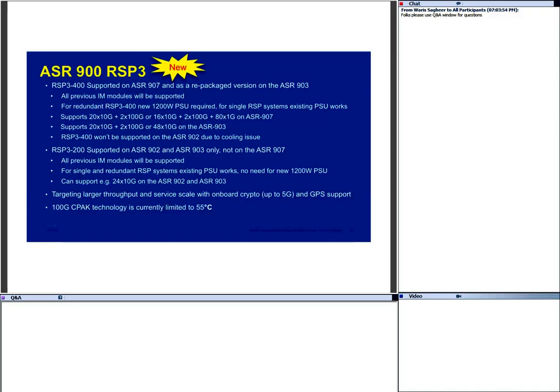Okay. So when you use RSP3, what are the different combinations that you can have with the IMs? The combination you can have with the RSP3 400 IM is 20 times 10 gig plus 2 times 100 gig. Do keep in mind it's 400 gigabits per second throughput on the RSP3. So we limit the interfaces to 400 gigabits, and you cannot go beyond that. We are planning to support oversubscription. I would like to be very clear on what oversubscription is.